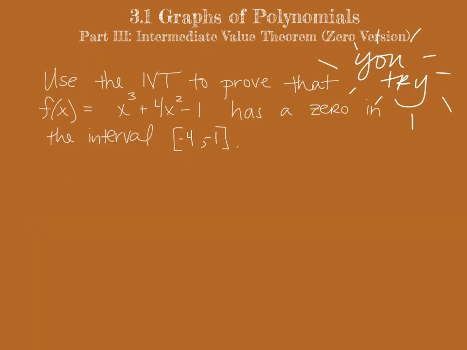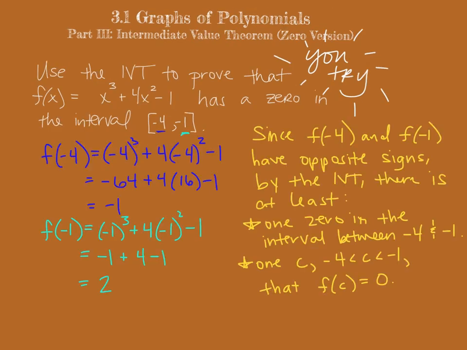Next up, we'll have a second example, but it will be a you-try problem. The only thing I changed about the function was that I just took out this 3 here, so we still have a cubic, and I want you to use the intermediate value theorem to prove that our new f of x has a 0 in this new interval from -4 to -1. Go ahead and pause the video and hit play once you think you got it.